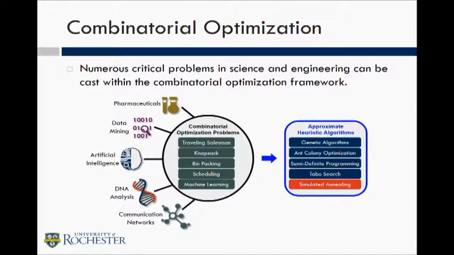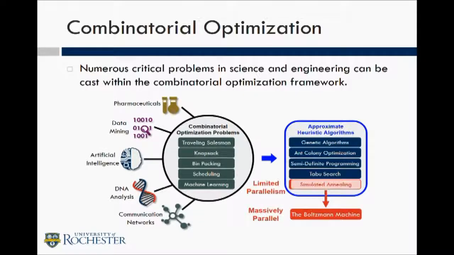Many of these problems in practice end up being intractable, and as a result, we end up using heuristic algorithms for solving them. Among these, one of the oldest and still successful ones is the simulated annealing method. But simulated annealing actually suffers from limited parallelism. And as a result, in the 1980s, this bottleneck was addressed by using a massively parallel instantiation or version of simulated annealing called the Boltzmann machine.